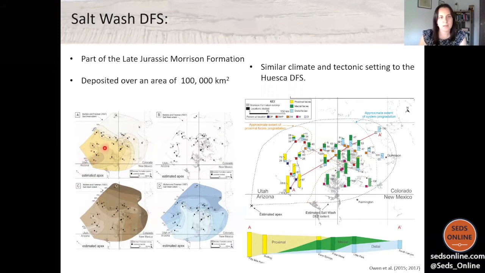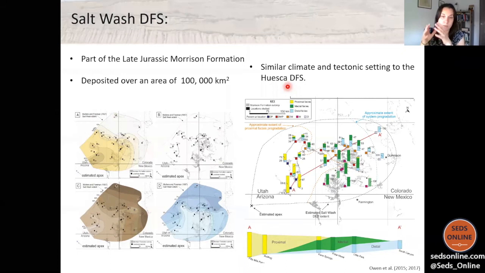And we can see here, this is a channel plot. The percentage of channels which have just contoured up, we can see a general decrease as we go to the distal end, very much like the Huesca fluvial system. Floodplain similarly increases as we go downstream. And this blue one is just the lacustrine deposits, which are on the fringes of the system. Now, it's a very similar climate and tectonic setting to the Huesca DFS, which makes it a really nice one to compare with. But again, that difference in size is substantial.